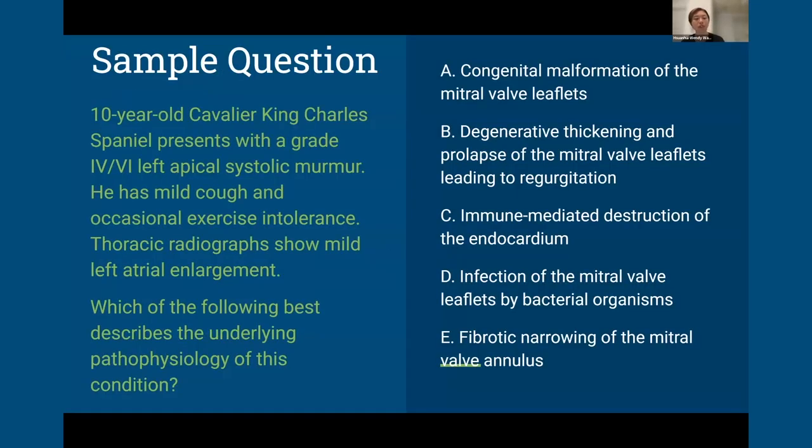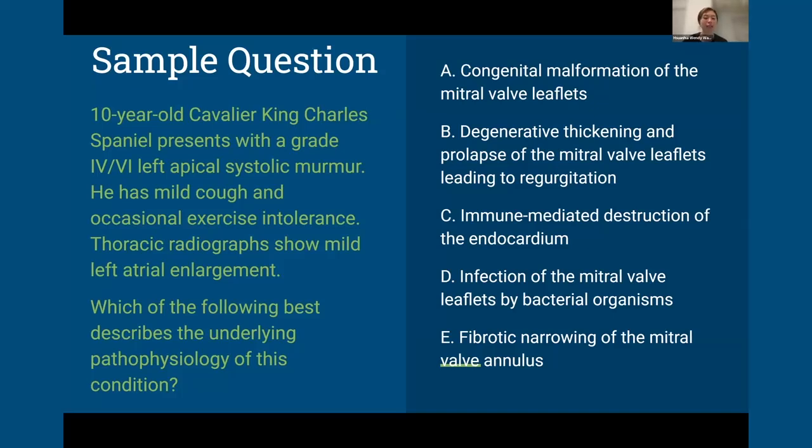Okay, another sample question. There's a 10-year-old King Charles Cavalier that presents with a grade 5 out of 6 left systolic murmur. And he has a mild cough and occasional exercise intolerance. And the owner has already consented to a thoracic radiograph.